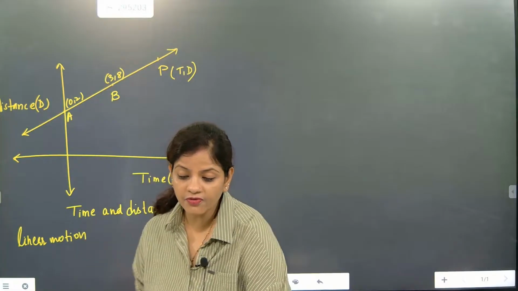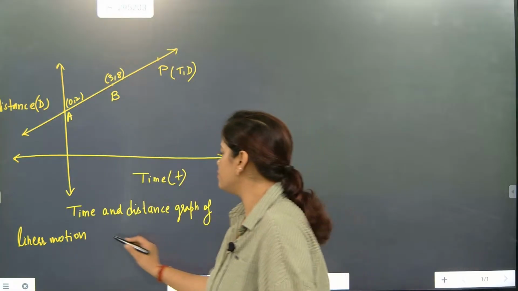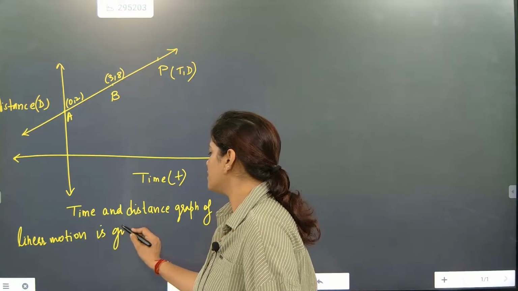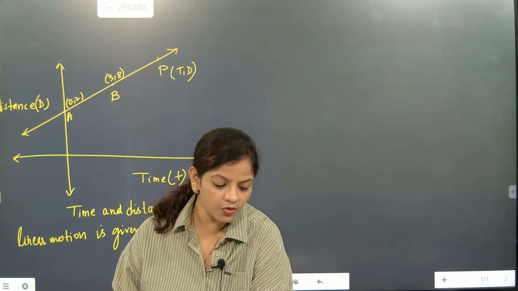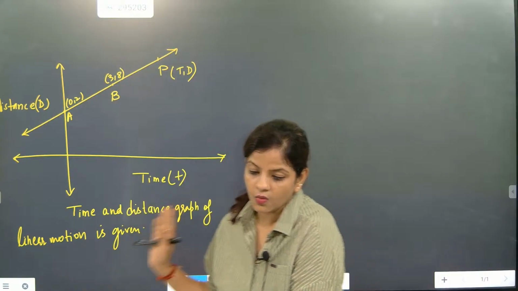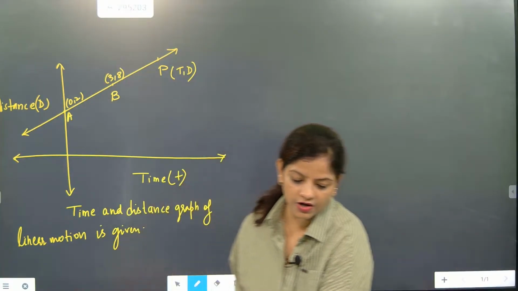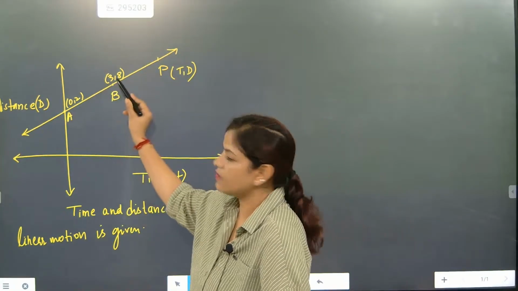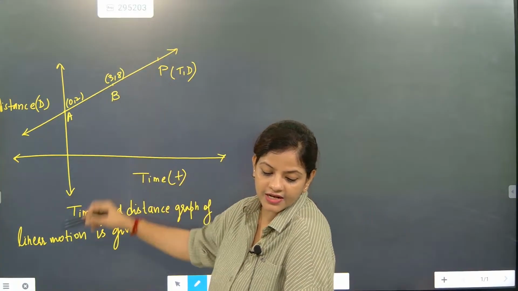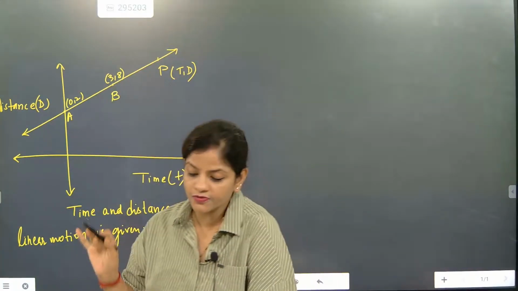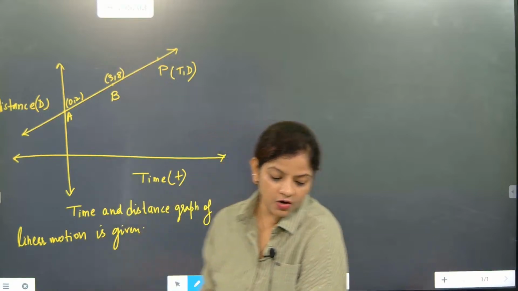Time and distance graph of what? Time and distance graph of linear motion is given. Now two positions are recorded. One position at time t is recorded as (0, 2), another as (3, 8), and it is exactly giving us: using the concept of slope only, find the law of motion.